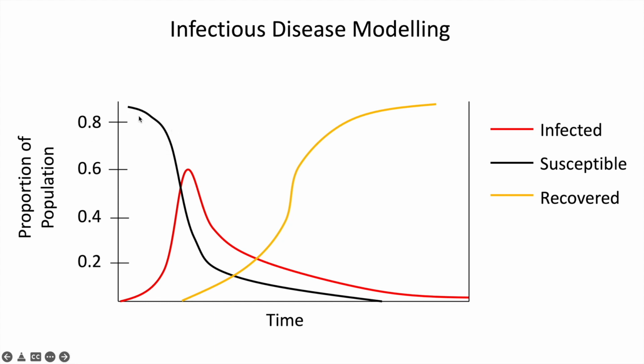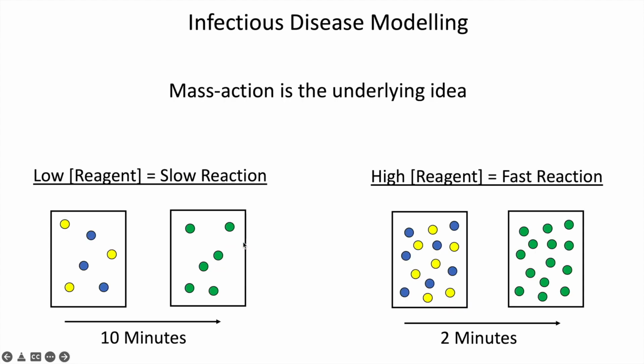That includes the number that are susceptible, and you'll see that that is decreasing rapidly early on, mirroring the infection curve. And the number that are recovered starts off a little bit after the infection and rises as the number infected is decreasing.